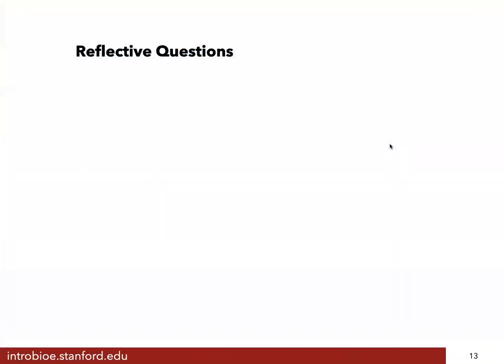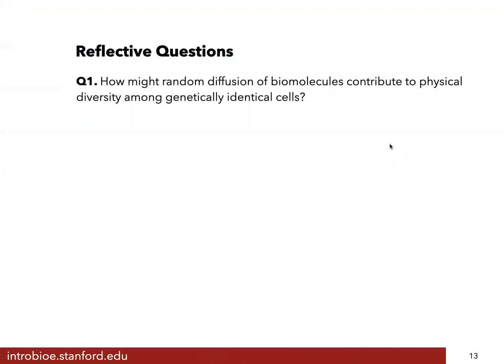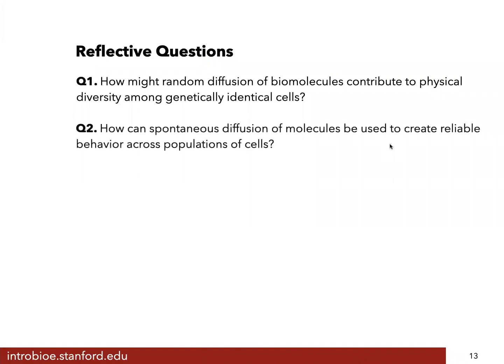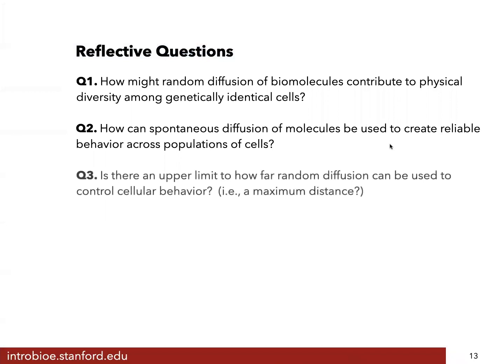So let's end with a couple reflective questions. How might random diffusion of biomolecules contribute to physical diversity among genetically identical cells? Go back and think about the repressilator and why the cells became different, even though they're genetically the same. Second, just reflect, how can spontaneous diffusion of molecules be used to create reliable behavior across populations of cells like we just saw? Make sure you can puzzle with that.